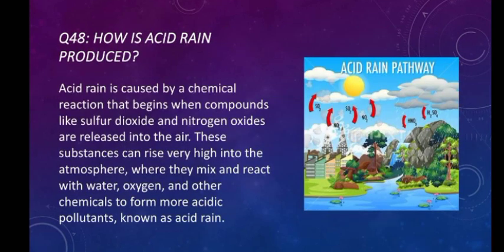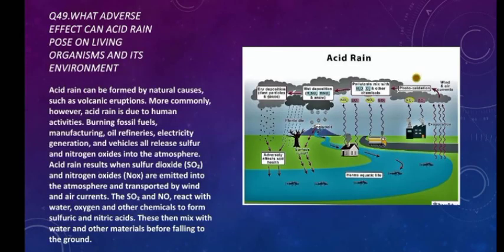How is acid rain produced? Acid rain is caused by a chemical reaction that begins when compounds like sulfur dioxide and nitrogen oxides are released into the air. These substances can rise very high into the atmosphere, where they mix and react with water, oxygen, and other chemicals to form more acidic pollutants, known as acid rain.